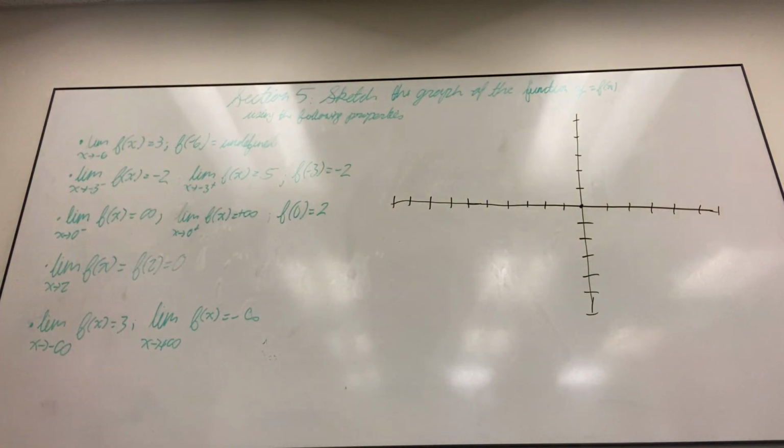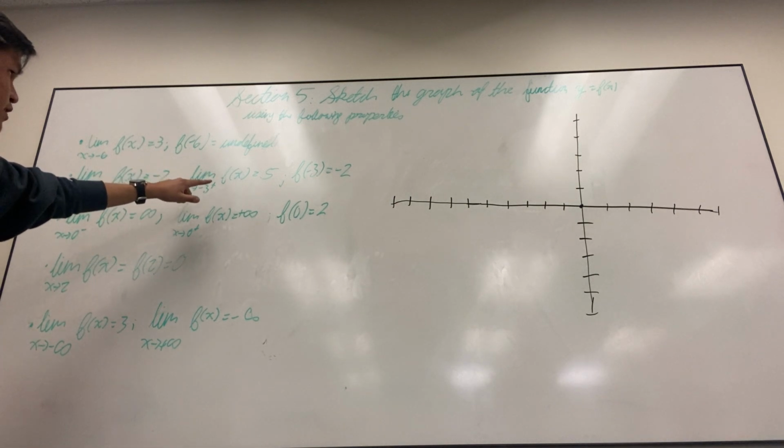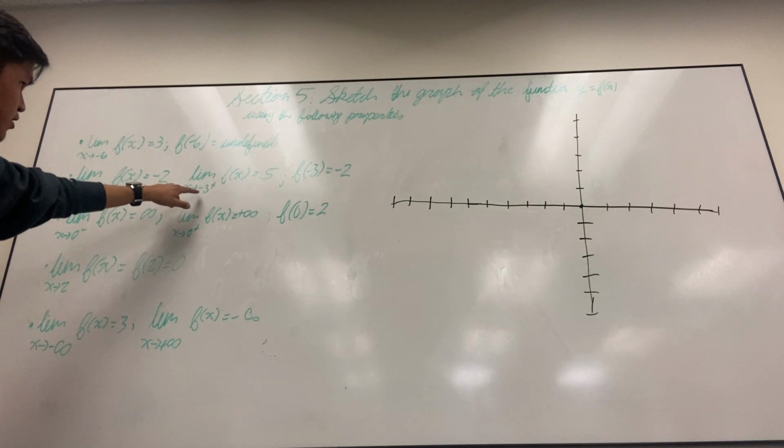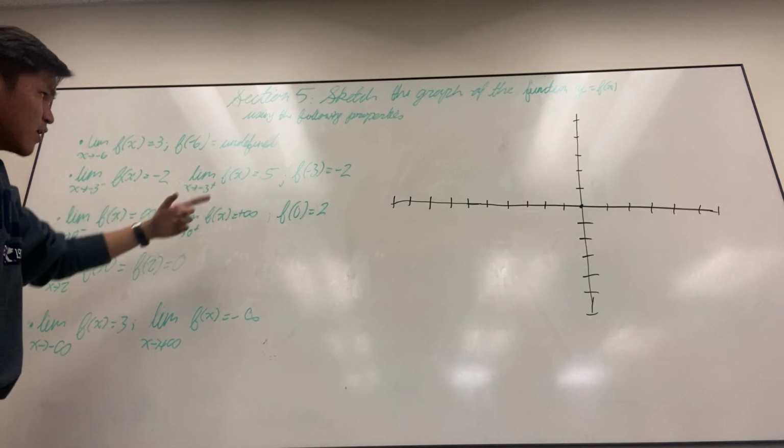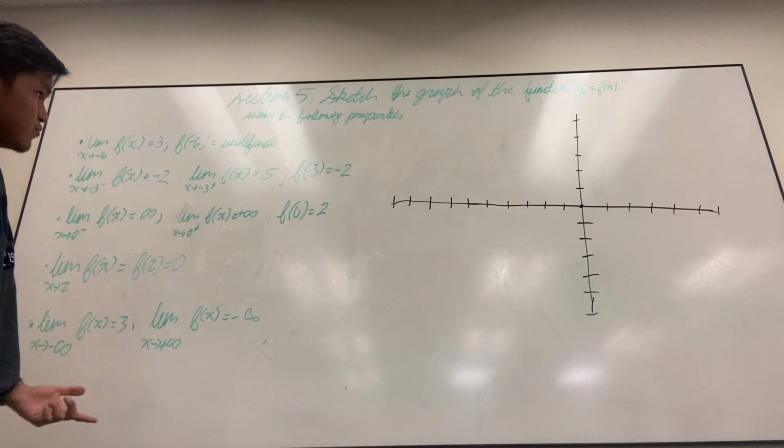Okay, section 5 gives a graph of the function y equals f of x using the following properties. Our first property is the limit of f of x equals 3 as x approaches -6, although f of -6 is undefined. Our next property is the limit of f of x equals -2 as x approaches -3 from the negative side, with the limit of f of x equals 5 as x approaches -3 from the positive side. F of -3 equals -2.